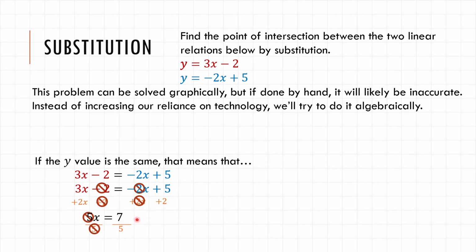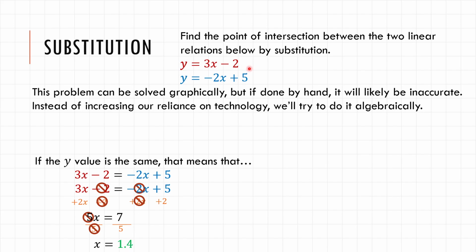And 7 divided by 5 gives us 1.4. Hey, look at that. That was the exact value of x that we found using technology before. Now, how do we find the y value? Well, we actually have two equations here, and we know that when x is 1.4, we can find y in either one.